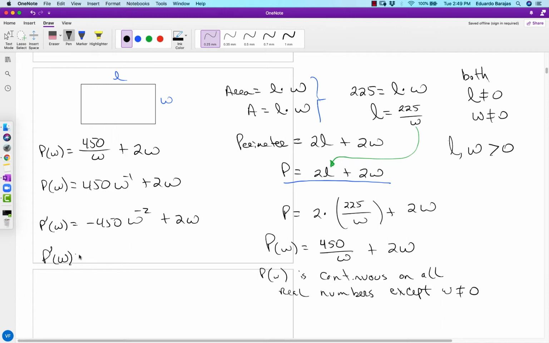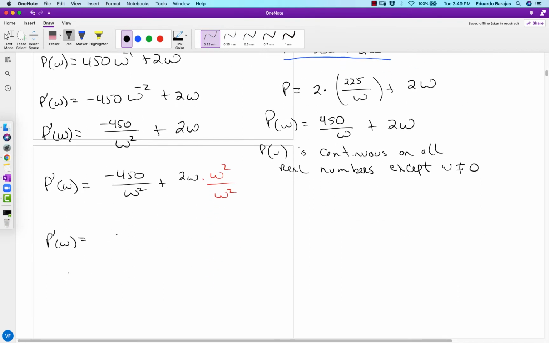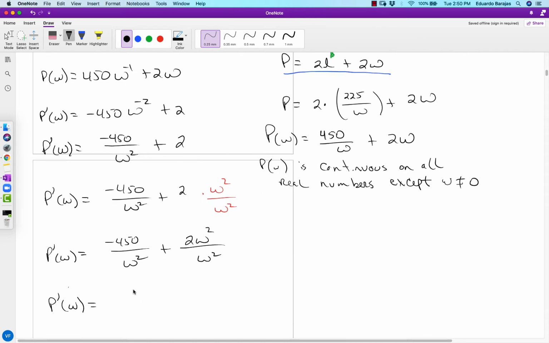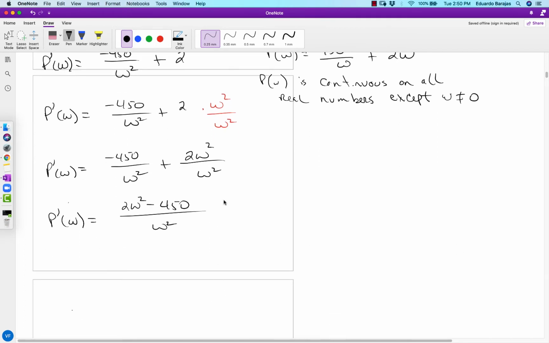By saying that the first derivative is equal to negative 450 divided by W squared plus 2W, and we're going to multiply the numerator and denominator of this function by 2W. Oops, sorry. First derivative here, correction. This is a 2, not a 2W. Okay, there. So then this becomes 2W squared over W squared. And so the first derivative becomes 2W squared minus 450 divided by W squared. Okay, so now we've got to find the partition points for this function.